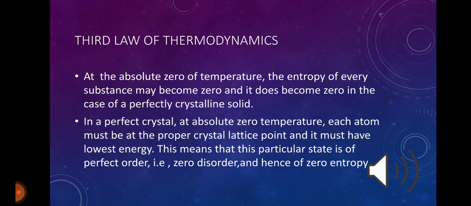And one more point here we have to note that in a perfect crystal at absolute zero temperature, each atom must be at the proper crystal lattice point and it must have lowest energy. This means that this particular state is of perfect order, that is zero disorder and hence of zero entropy. Why does it have zero entropy? Because it is in a state of perfect order. Because of perfect order there is no randomness, so there is zero disorder and hence zero entropy.